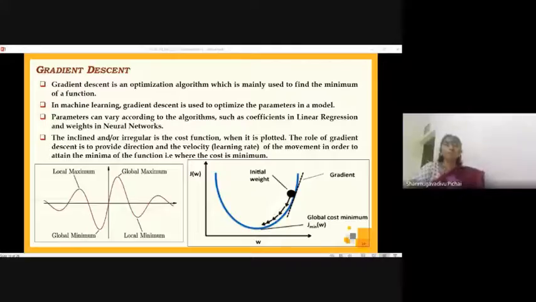So now let us go deep into the aspects of gradient descent. Gradient descent is an optimization algorithm which is mainly used to find the minimum of the function. Let us turn our attention towards the diagram that I have shown here on your right bottom. From this you will be able to understand what is meant by gradient descent and what is the ultimate objective of applying this gradient descent.